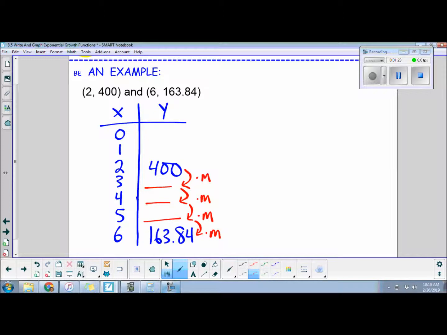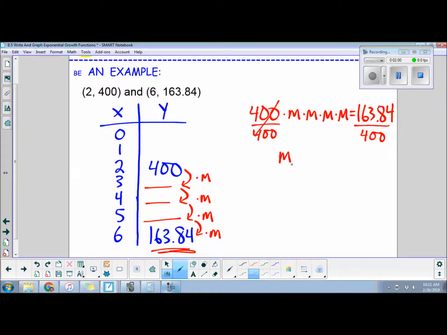I feel pretty confident in my algebra skills, so I'm going to go ahead and create an equation off of this right here. So I'm starting at 400. I'm multiplying by m a bunch of times, 4 times. And that's taking me to the end of this, which is 163.84. Now, I bet that most people can at least get started in solving this equation. And to get the m's by themselves, we're going to divide by 400.